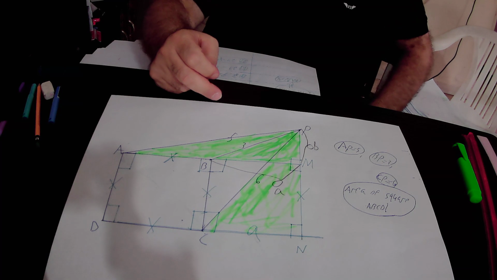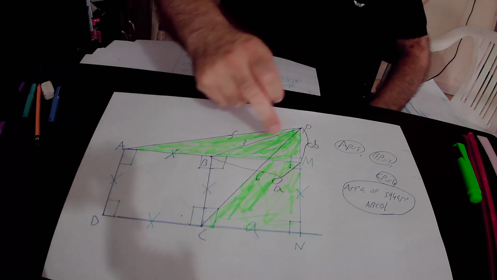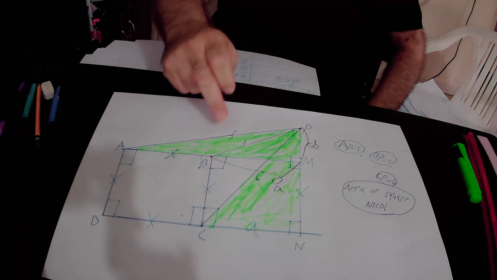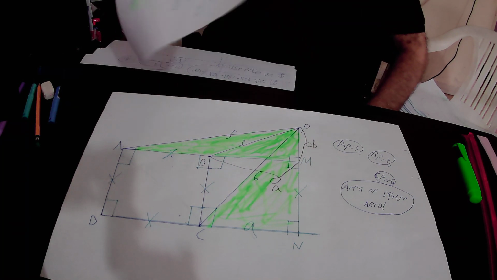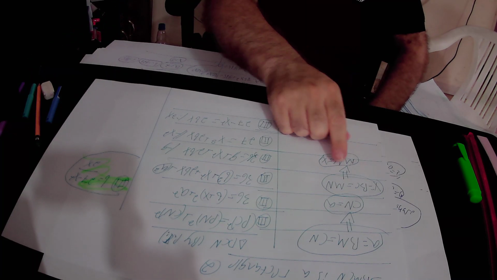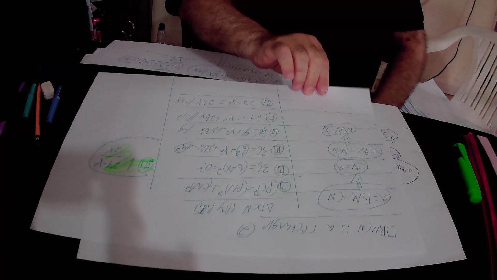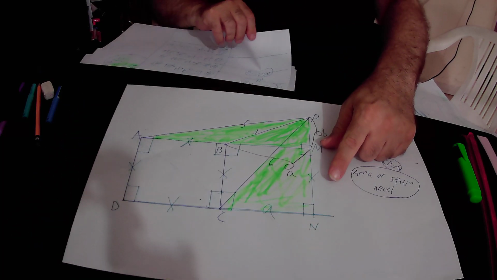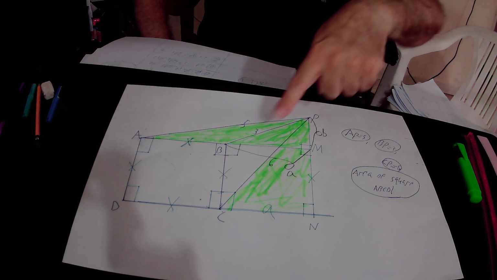Likewise, according to the same rule that the opposite sides of a rectangle are equal to each other, we get that BC equals MN. But BC equals X according to our definition. Therefore, from this equation, X equals BC equals MN, we derive that MN is also equal to X. Here MN equals X. Then we implemented the Pythagoras theorem on the right big green triangle, triangle PCN.